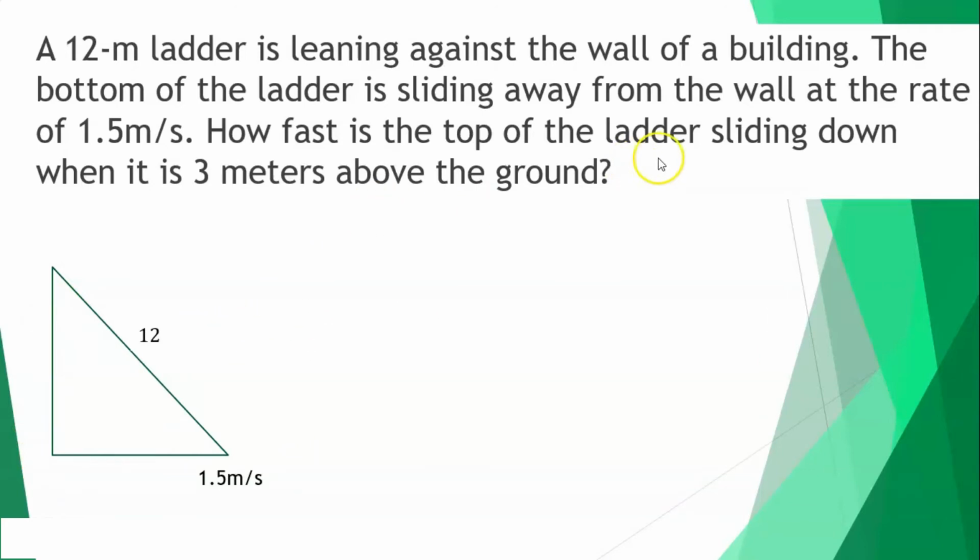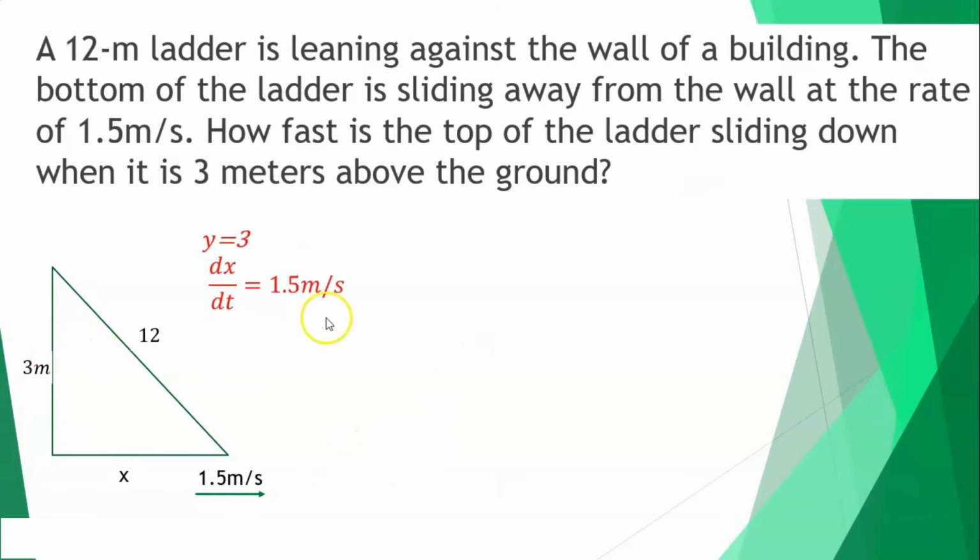Now, how fast is the top of the ladder sliding down when it is 3 meters above the ground? So the height here is 3 meters. So what is asked? If the bottom is sliding away from the wall, the top of the ladder is sliding down towards the ground. Okay, so the base here is unknown. Still, we are forming a right triangle.